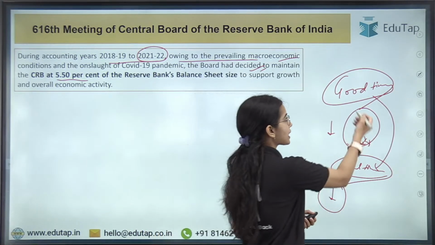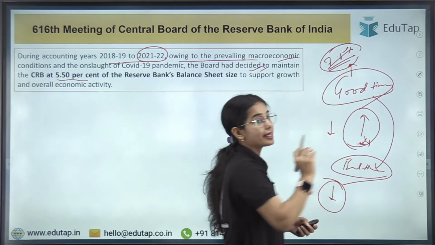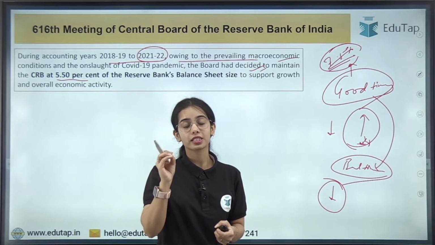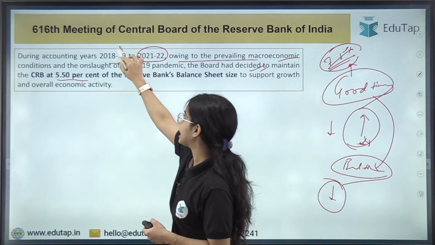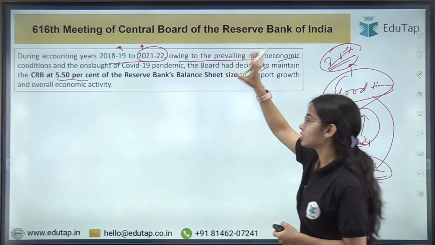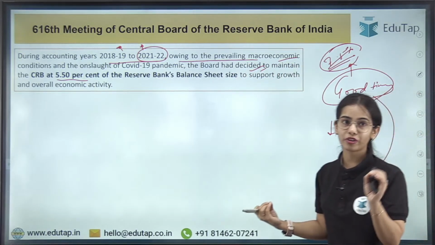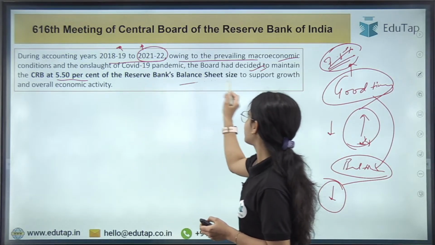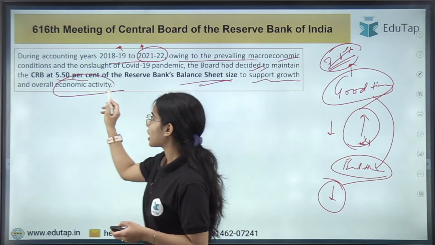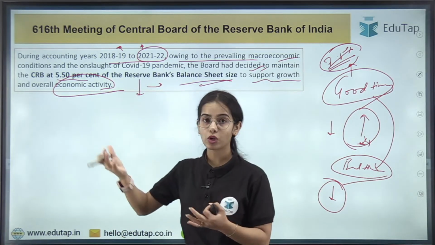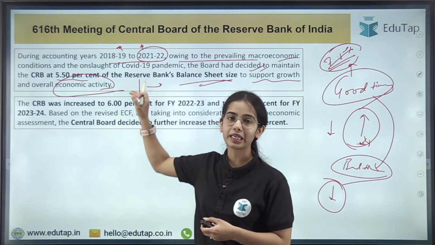Okay. So in this time, the RBI has decided to maintain the highest ever contingent risk buffer of 7.5%. During accounting years 2018-19 to 2021-22, owing to the situation at that time, the RBI maintained only a contingent risk buffer of 5.5%. That was quite low, of the balance sheet of the Reserve Bank of India, to support growth and overall economic activity. So RBI maintained less buffers, RBI spent more, RBI gave more surplus to the Government of India from its income, and maintained less of the buffers.